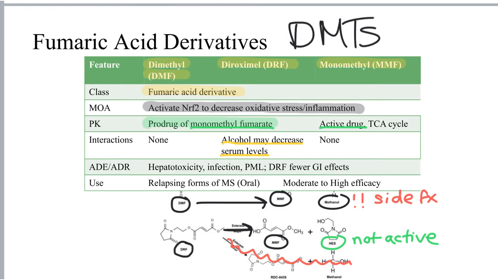In general, the primary adverse effects of these agents are hepatotoxicity and the occurrence of opportunistic infection, including John Cunningham virus, which can lead to progressive multifocal leukoencephalopathy. And as I said, in general, diroximel fumarate has fewer side effects, including GI side effects like nausea and vomiting, compared to the other two agents. These drugs are indicated for relapsing forms of multiple sclerosis. They are administered orally and are considered to have moderate to high efficacy.